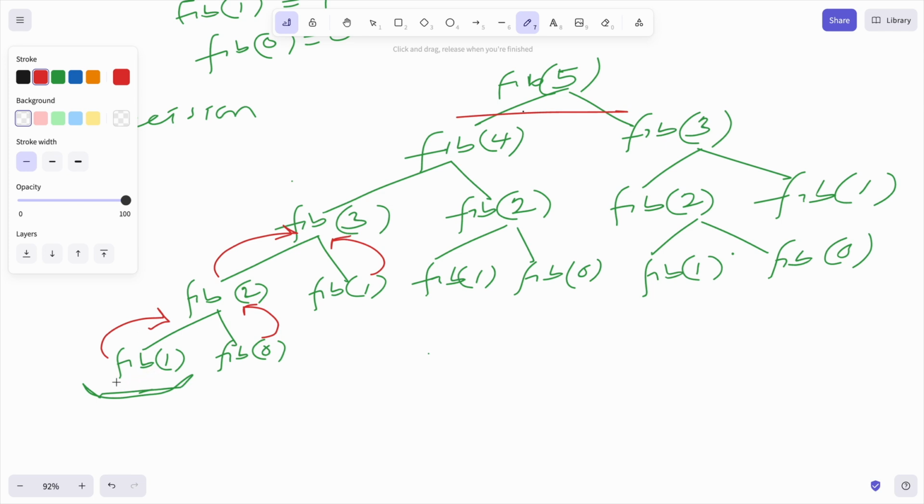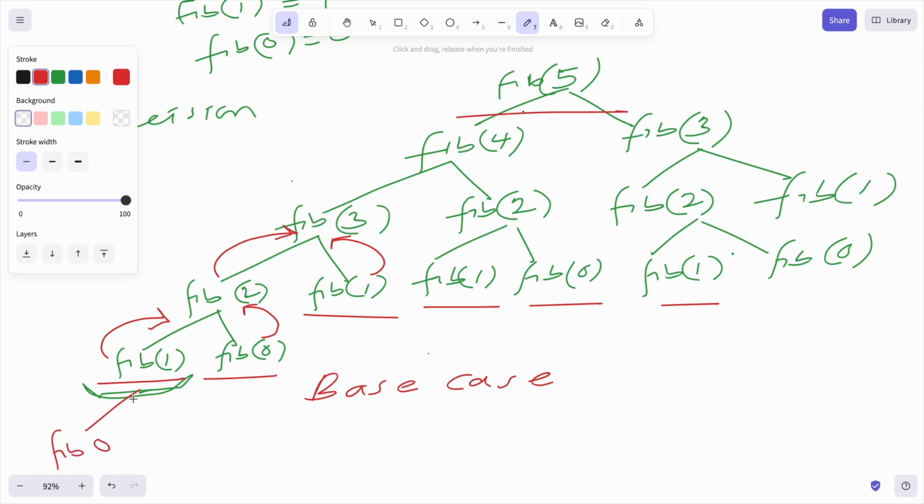So you see all of these points here, this fib of 1, fib of 0, all of this, they are things that we call the base case. We can no longer break them down into further solutions. Like we can no longer say fib of 1 would be, if you imagine fib of 0 and fib of -1, so that's 1 minus 1 and 1 minus 2. This is technically not possible.